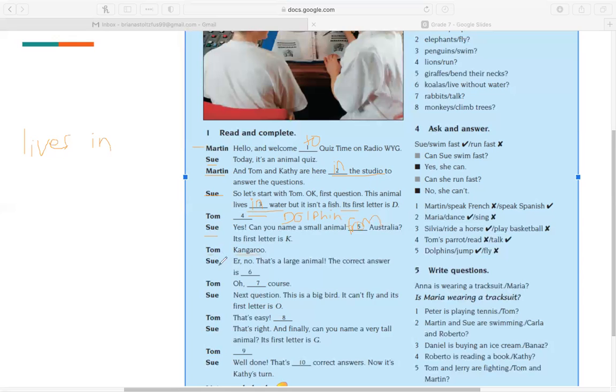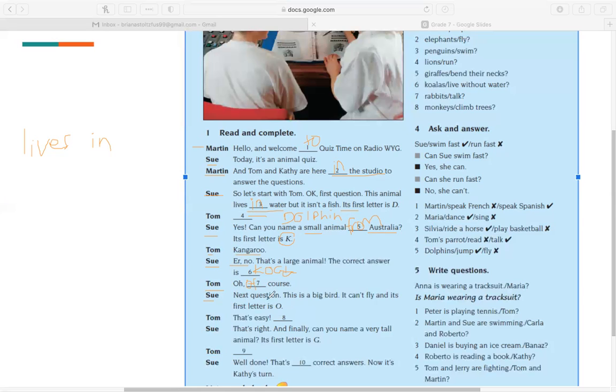Tom says kangaroo. Sue says, no, that's a large animal. The correct answer is, what animal starts with K and is small and is from Australia? It's a koala. The correct answer is koala. Tom says, oh, of course. Remember, of course means in Kurdish similar to akid, of course.